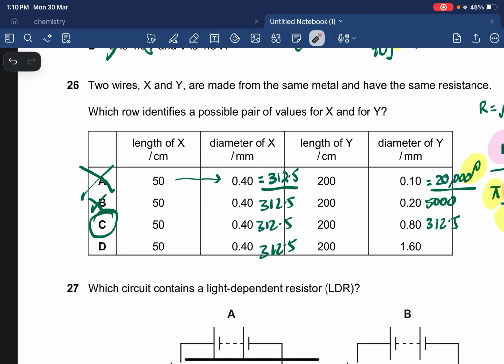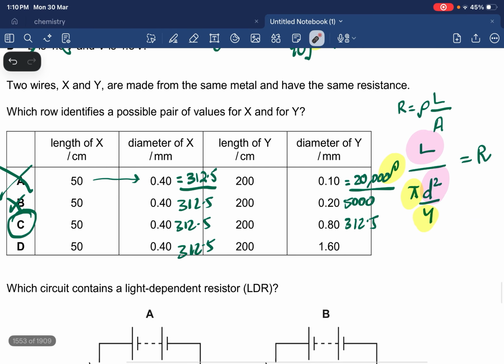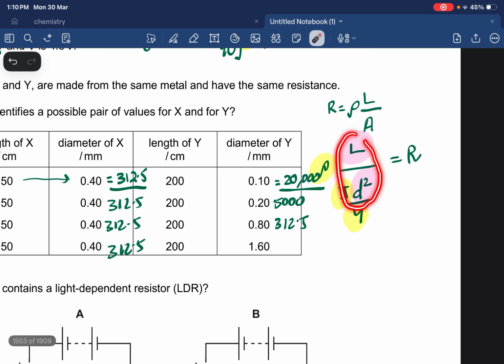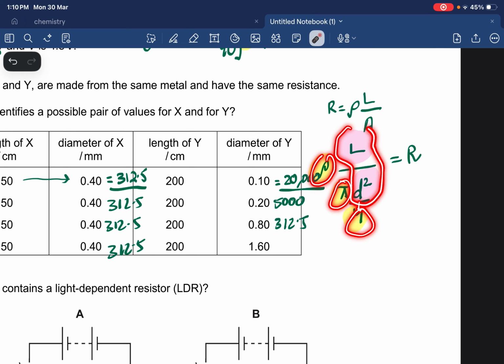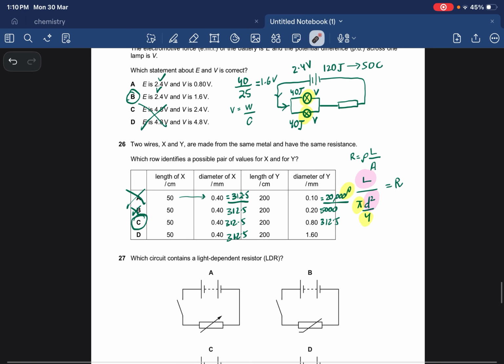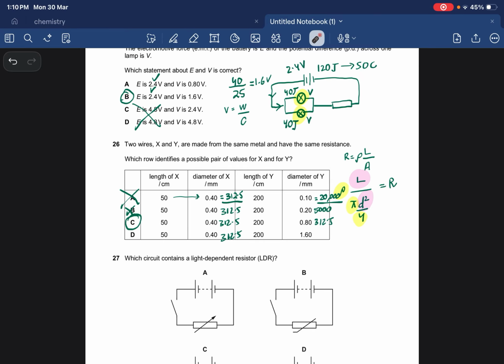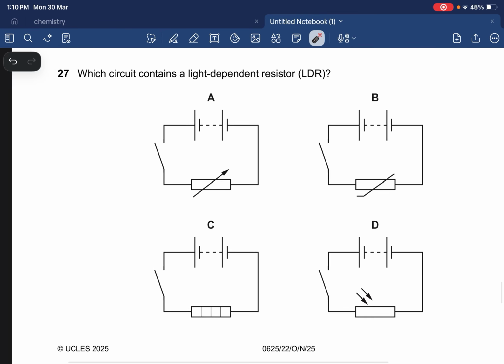Did you guys understand what I did? I just tried to make L upon D square constant. Why did I try to make this part constant? Because for both wires, rho, pi, 4 were already constant. So I just had to make this part equal so that the resistance of both wires could be equal. I hope you got it. This one was a little trickier for IGCSE, but it's fine.